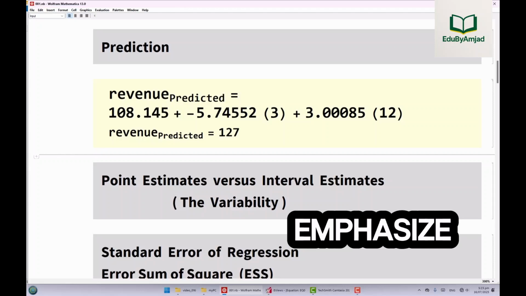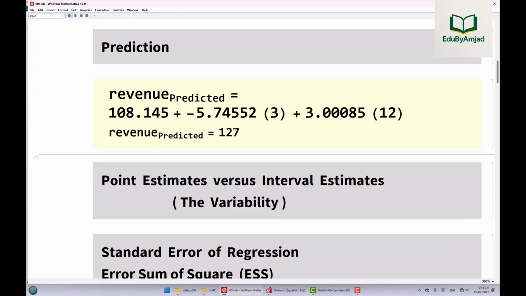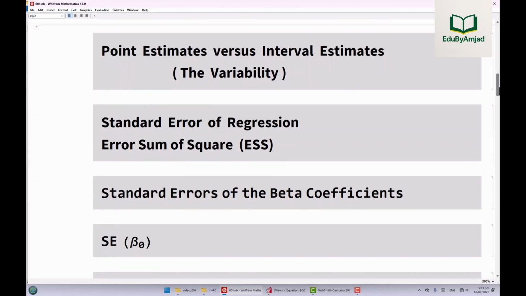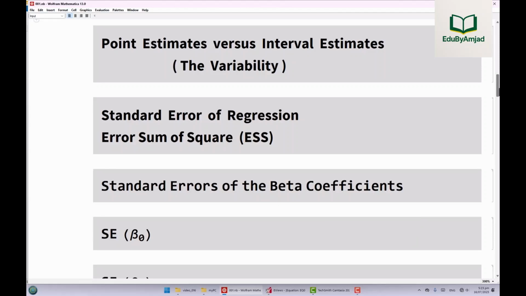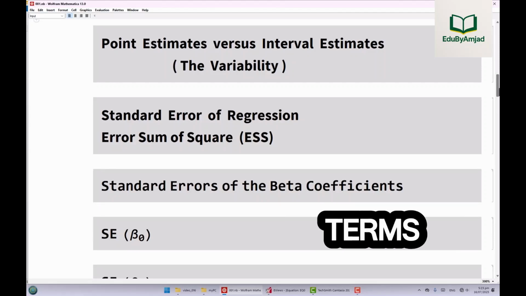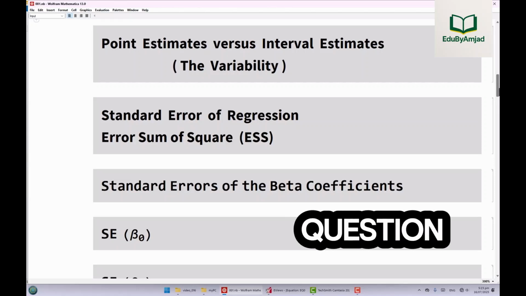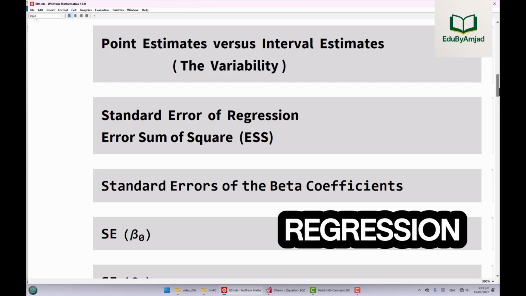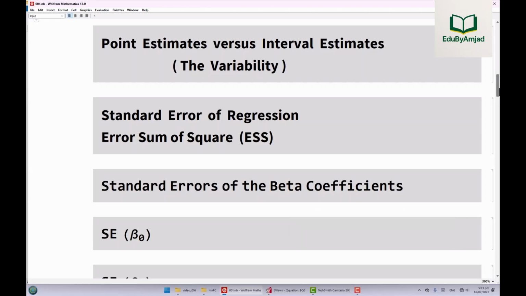It is important to emphasize that regression beta coefficient estimates are called point estimates. They are estimated from a single sample of data. For another sample from the same population, these estimates could vary. The question is how reliable these estimates are in terms of sampling variability? To answer this question, we have to obtain variability measures of the regression. Let's discuss two important such variability measures.